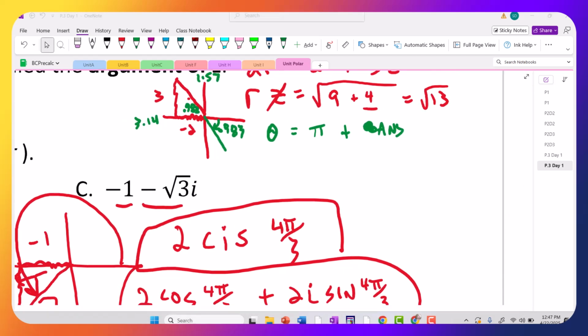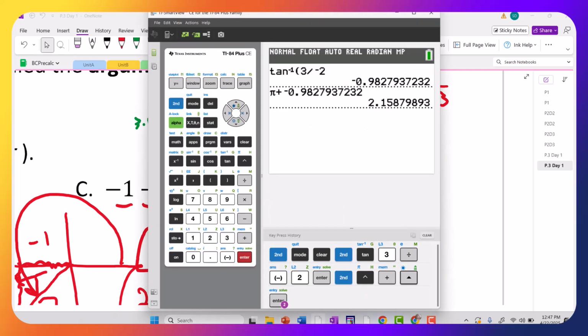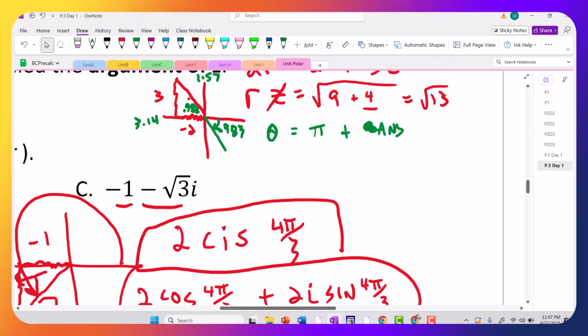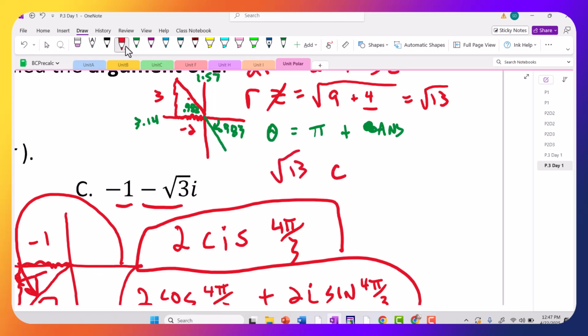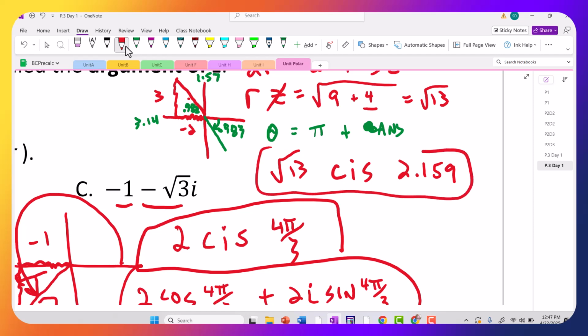2.159. So the answer is root 13, I'm going to forget it again, 2.159. Is that right? Okay, and then that's how we can write it in a shorthand version.